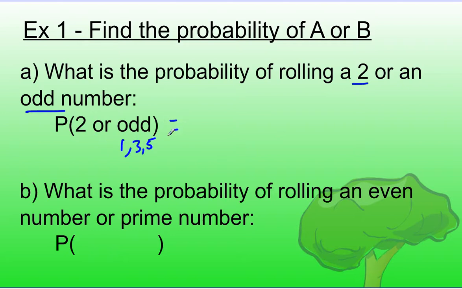So now let's think about this. Think about the sides of a number cube. How many of them are 2, 1, 3, or 5? 4. That's 4 of the sides out of a total of 6, which is 2/3. When you're finding the probability of 2 different events, if you have an or, you take the probability of the first plus the probability of the second and add them together.